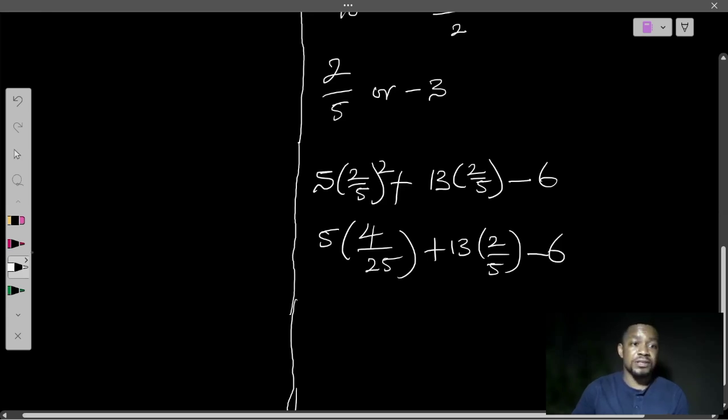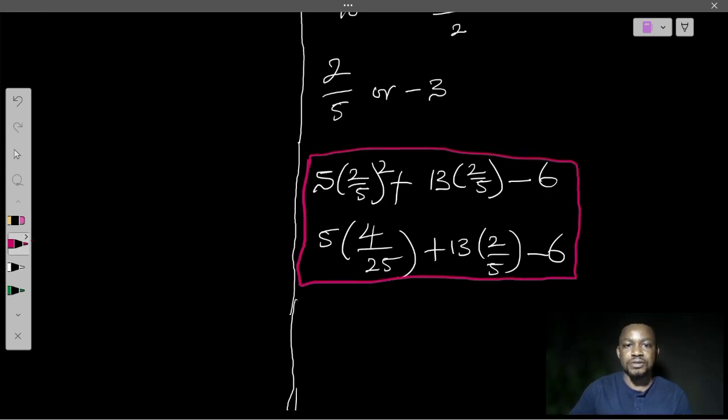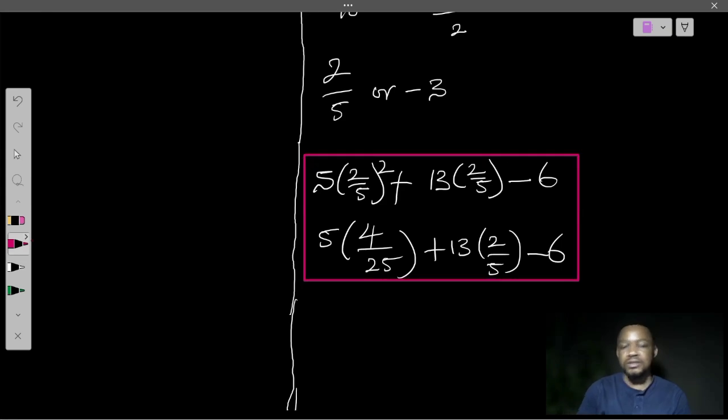Well guys, let me just leave you to attempt this. So evaluate this on your own and post that in the comment section. Evaluate for the two of them and be sure that this and this are the solutions of our problem.